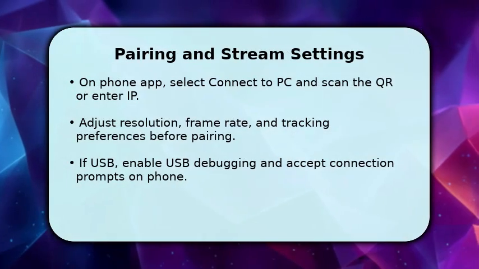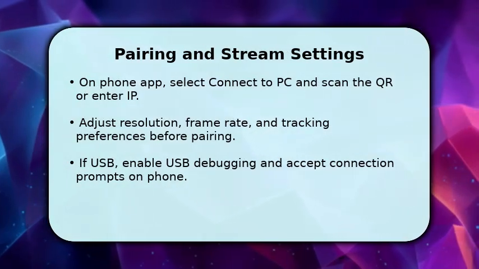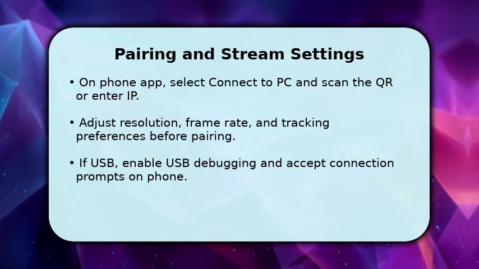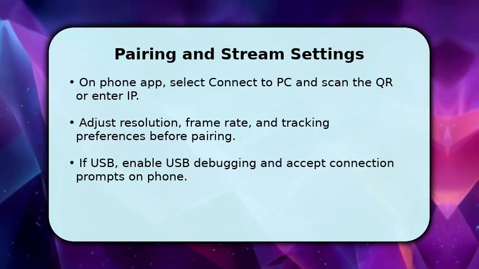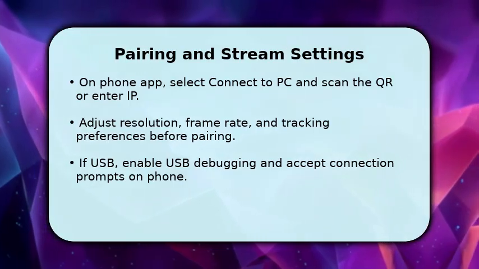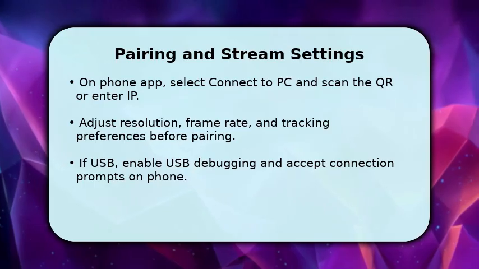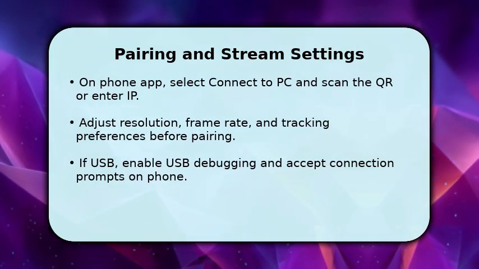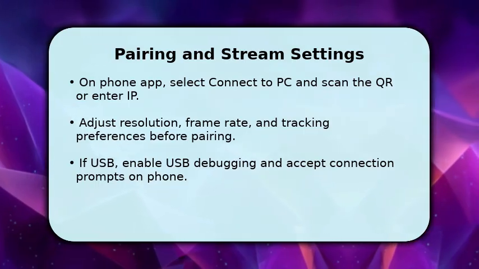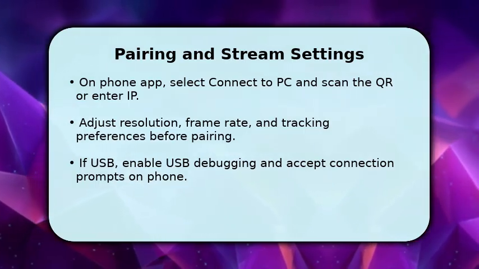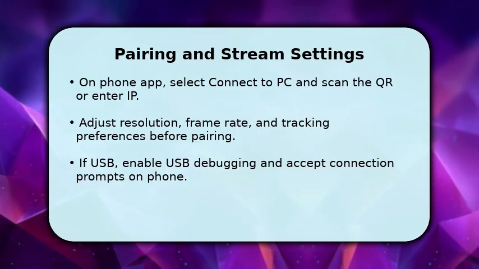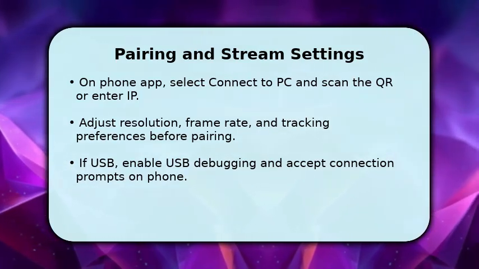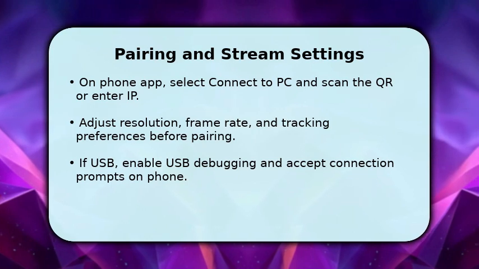Now you move into pairing. On the phone app, tap Connect to PC and either scan the QR code displayed by VTuber Studio or type the PC's IP address. That links the two. Make sure to set the resolution and frame rate to match your PC's performance so tracking stays smooth, and pick face or full body tracking as needed. If you're using USB, enable USB debugging in developer settings and accept the computer's prompt on the phone. This secures a stable wired feed and reduces latency.